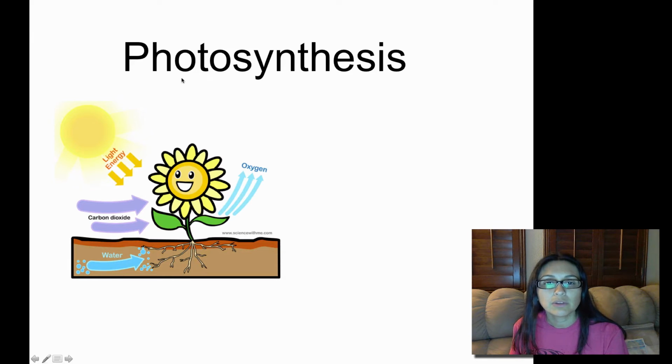Another thing that we can use by looking just at the word photosynthesis alone is to help us remember that there's actually two main stages to photosynthesis. So there's going to be a stage that involves light and then a stage that involves making something. So the word itself can give us a lot of information about what's going to actually happen with photosynthesis.